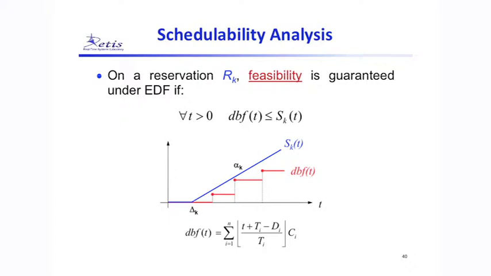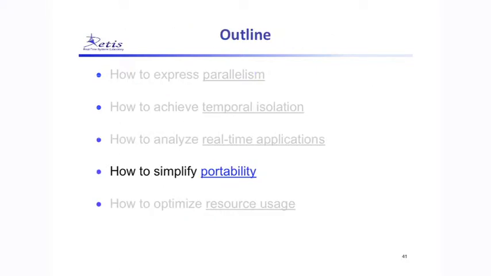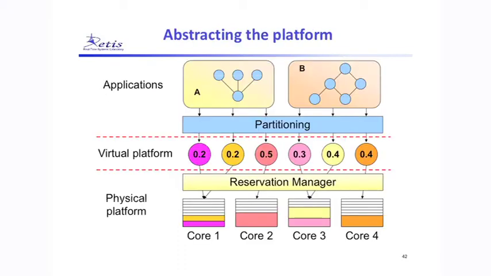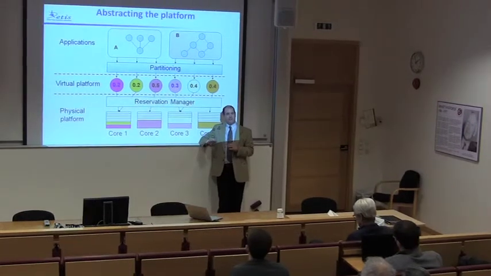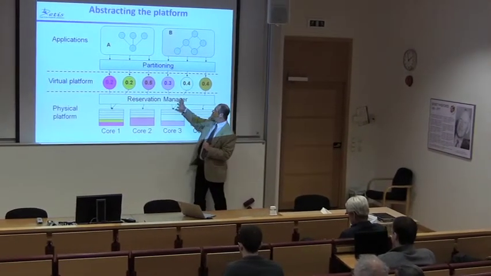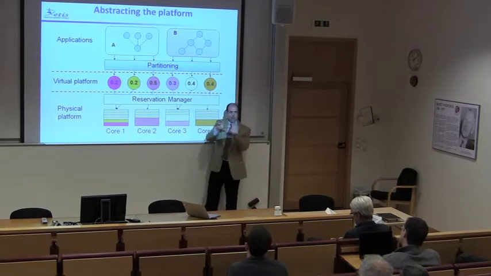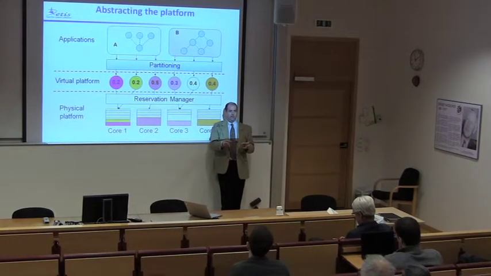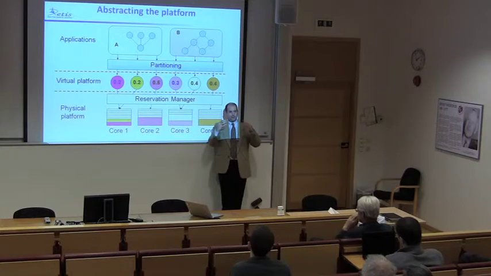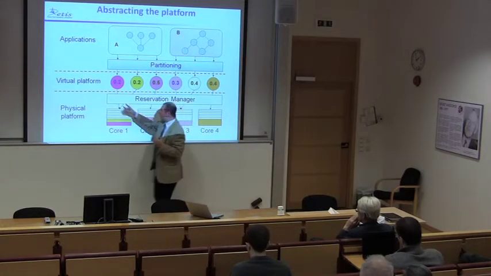So now, let's see how we can simplify portability. If we follow a reservation-based approach, we already simplify portability, but there is still another step to do. To simplify portability, we should abstract the physical platform in one way, because the design process is quite complex to take into account timing constraints. So we would like to perform the allocation not on the real platform, but we have to abstract the real platform with a virtual platform.